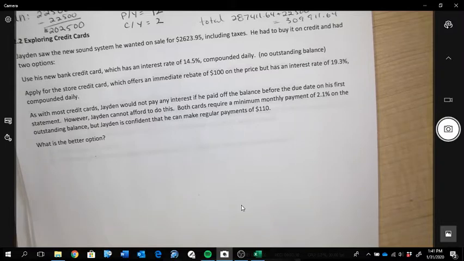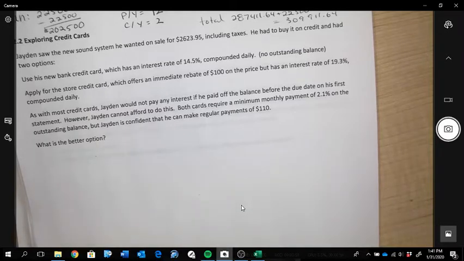However, he can't afford to do this. So if you put something on your credit card and you just pay it off before your balance comes out for a statement, then you don't get penalized. But he can't do that, so it will always carry over and charge him interest.